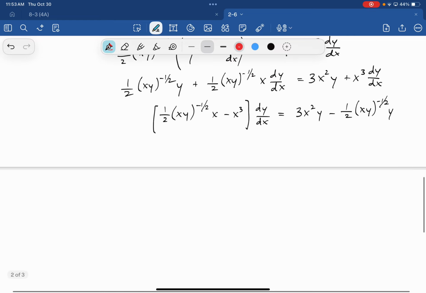Okay, so after a final round of simplification, I'm left with this wonderful answer here.